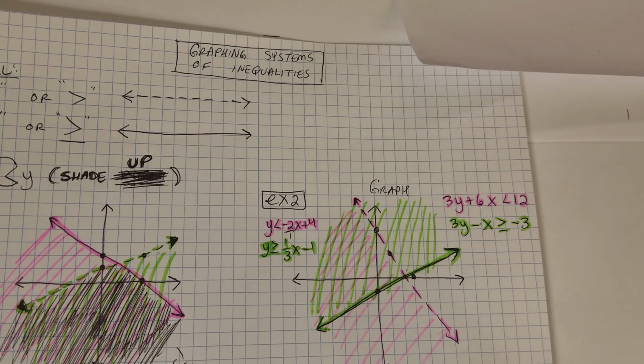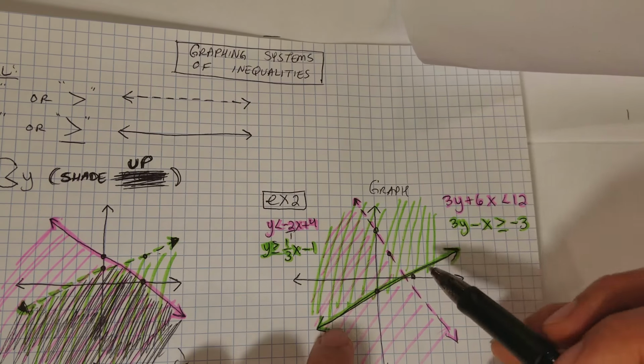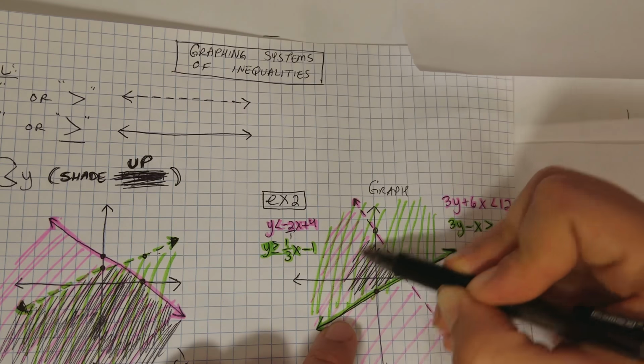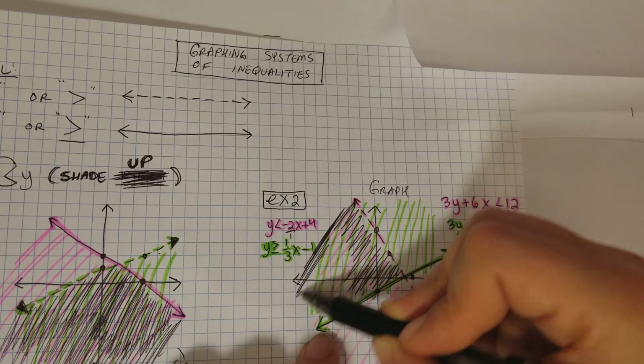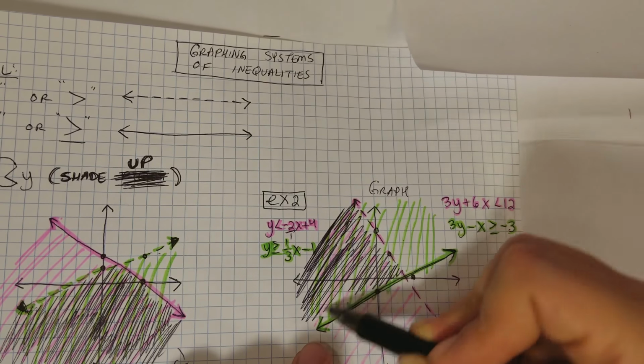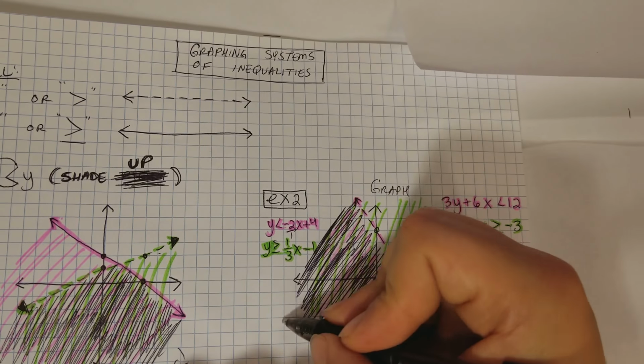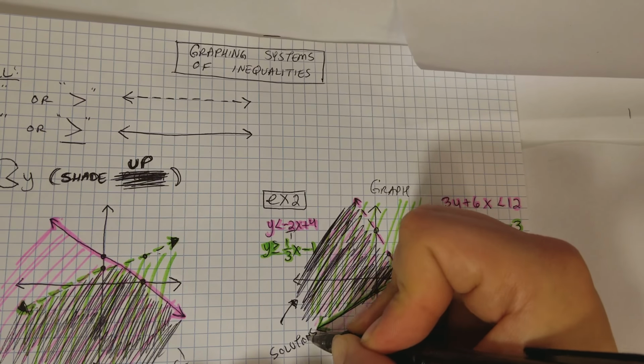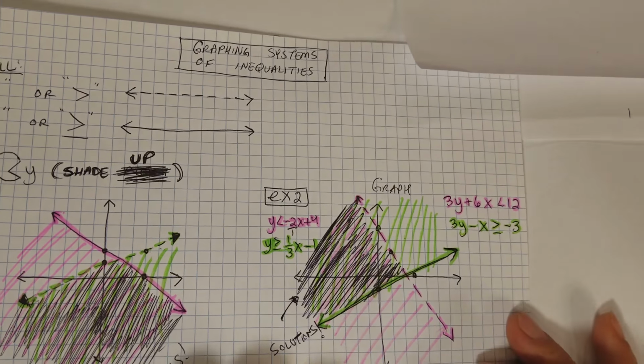Now, notice that the overlap of the shadows or the shading is actually going to be in this section. So the solution region that satisfies both inequalities, or the system of inequalities, is this area right here. So this is the solution. So the solutions lie right there.